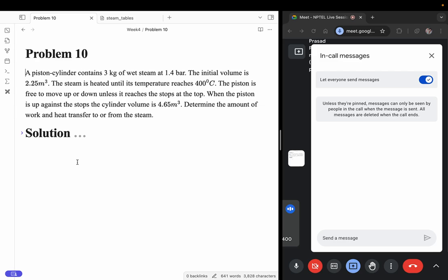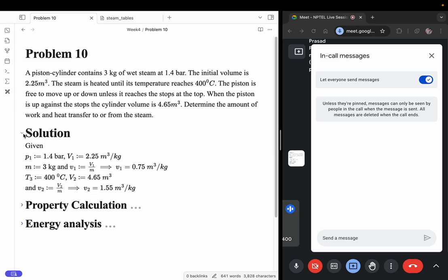So how do I go ahead with this problem? There are 3 states. The initial pressure and volume are given, and the mass is given, so I can calculate the specific volume. Initially, as the piston is moving upwards before hitting the stops, the pressure is constant. So assume a constant pressure process, and from there you can calculate the properties. And once it hits the stops, then it is a constant volume process. The steam is heated until its temperature reaches 400 Celsius.